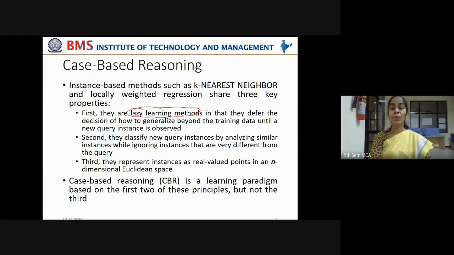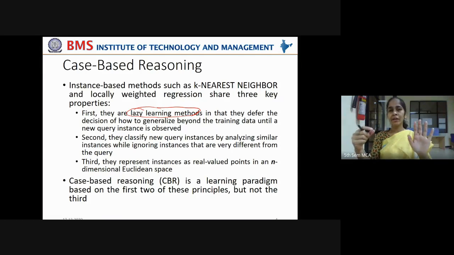They postpone the decision of how to generalize beyond the training data until a new instance is given. So it will not keep any generalization ready in order to take the new data instance and immediately predict something about it. Until a new data instance is given, this sits idle.